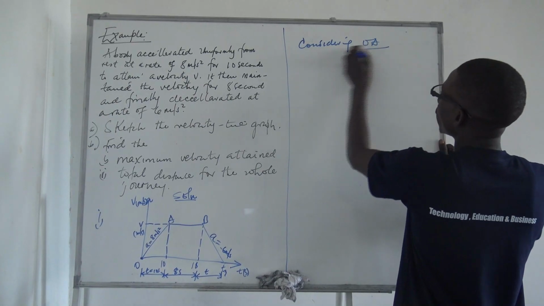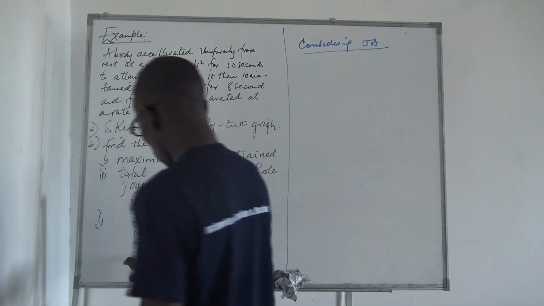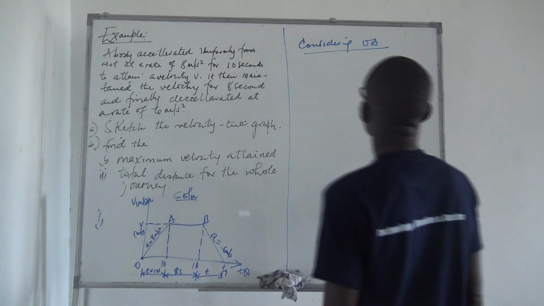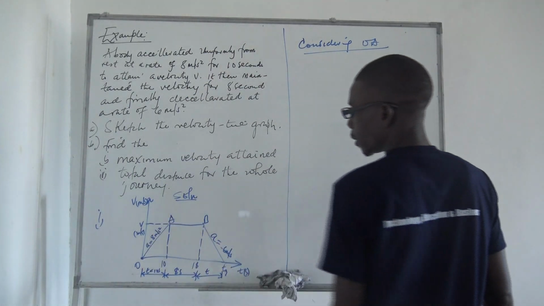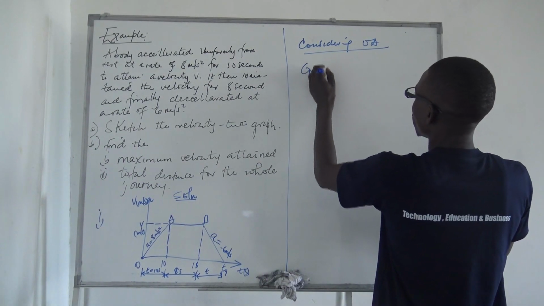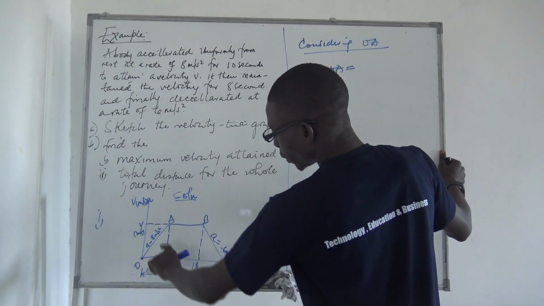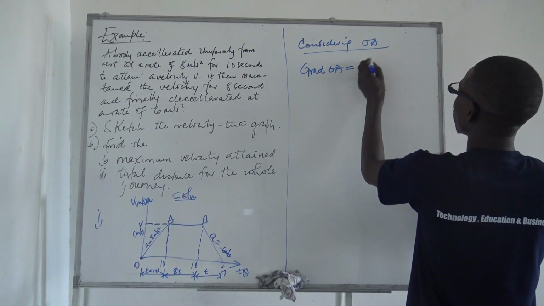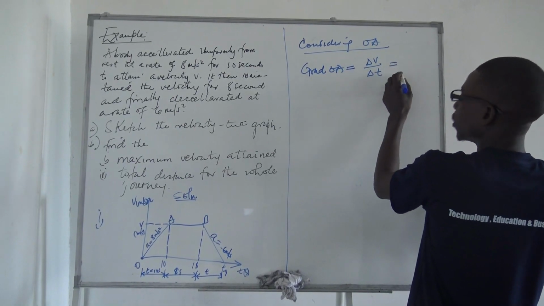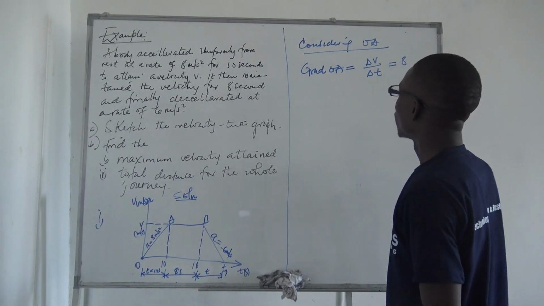Considering OA. Is that it? I would consider now the body moving from O to A. If I'm considering OA, what is the gradient of OA? Grad of line OA will be equal to change in V over change in T. But we said gradient is always acceleration and is equal to 8.